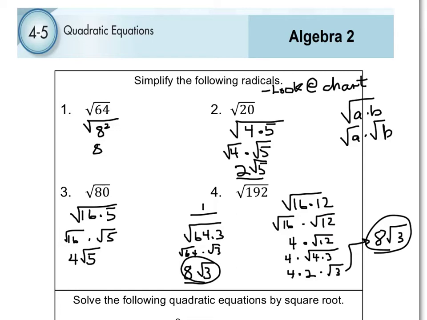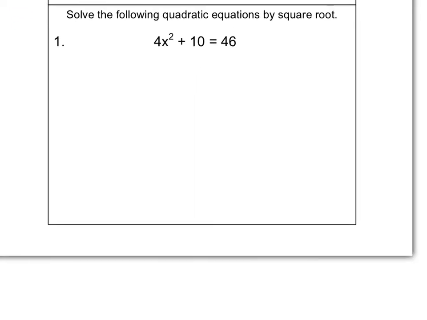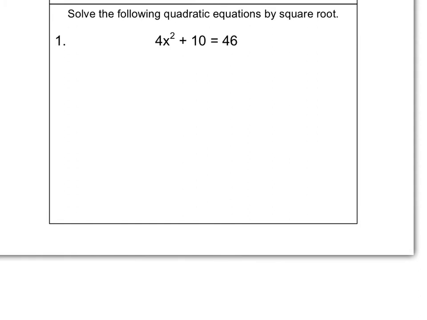All right. So we covered square roots. Now let's take a look at solving quadratic equations by square root. As you look at this equation, 4x squared plus 10 equals 46, you'll notice again that there is no b term. No x term. There's no x value there. We just have 4x squared plus 10 equals 46.